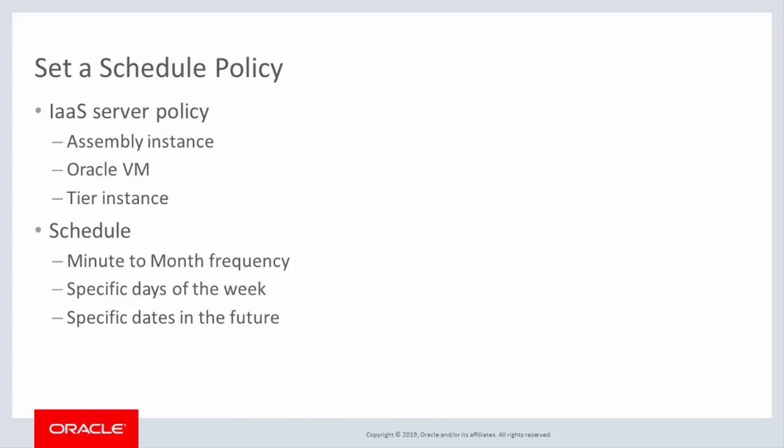When you associate instances to a policy, make sure the instance is correctly referenced by the policy. For example, relate an assembly instance policy to an assembly instance and not an Oracle VM guest. The policy can work one time or frequently, and you can even set up policies to work at specific dates and times in the future. Now, let's see how to set a schedule policy and associate it with an IaaS server instance.